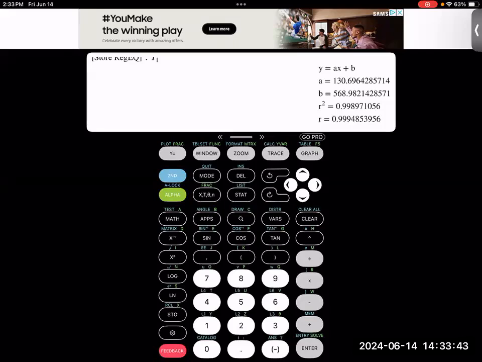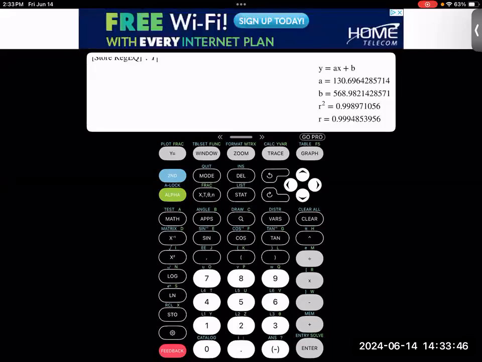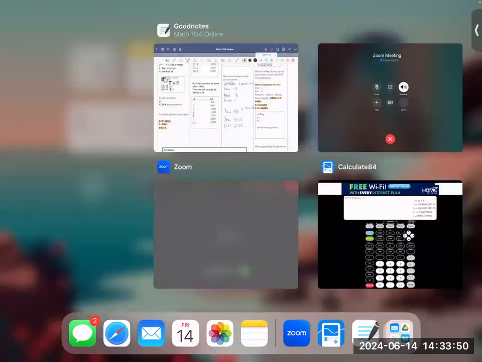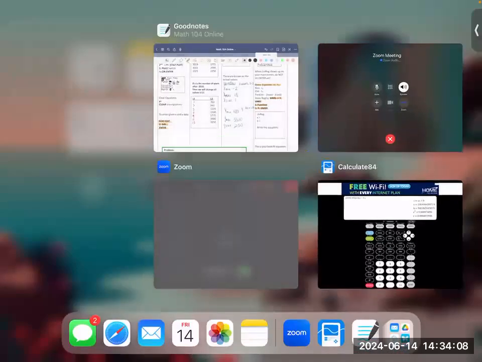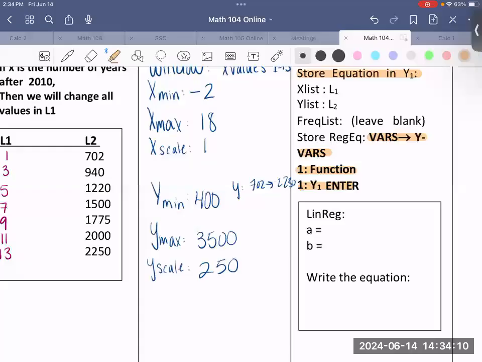All right, so we have our values right here. Hopefully I can remember what they are. Nope, I already know I'm not going to remember. Okay. Just did that really quick.